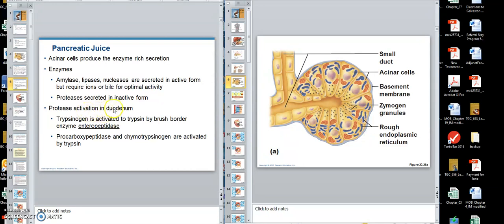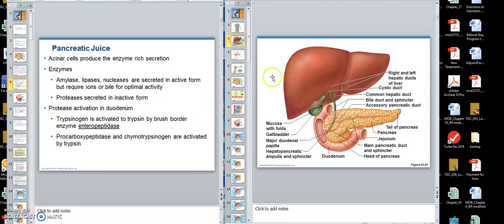Protease activation occurs in the duodenum, because remember now, the pancreas sends into the duodenum. We already talked about that. The pancreas sends into the duodenum. There's the pancreas.